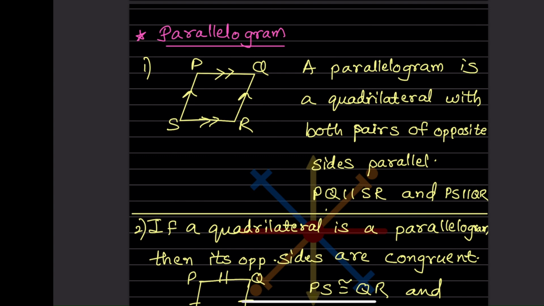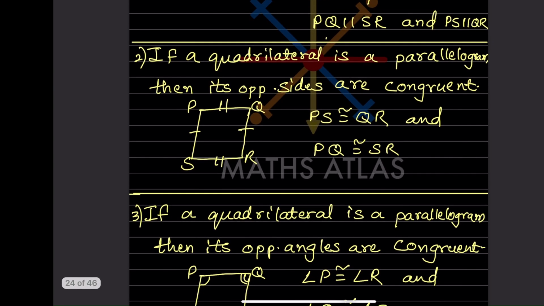Now this is a parallelogram, PQRS. These both sides are parallel, and these both are parallel to each other. A parallelogram is a quadrilateral with both pairs of opposite sides parallel. So PQ is parallel to SR and PS is parallel to QR. If a quadrilateral is a parallelogram, its opposite sides are also congruent. So this side will be congruent to this side and this side to this side. PS is congruent to QR and PQ is congruent to SR.